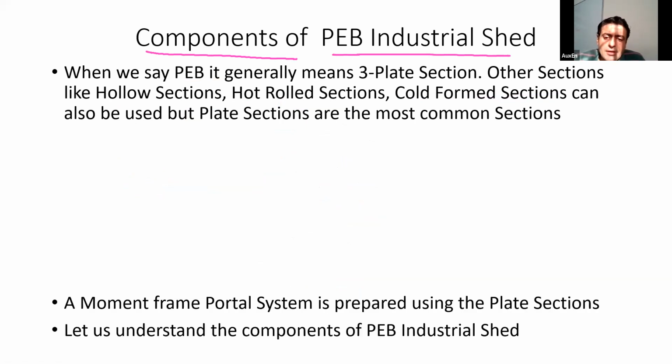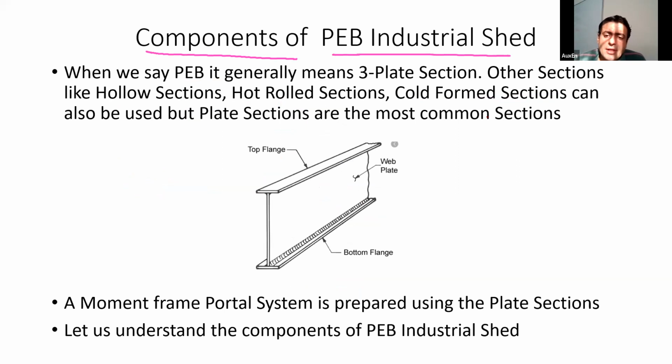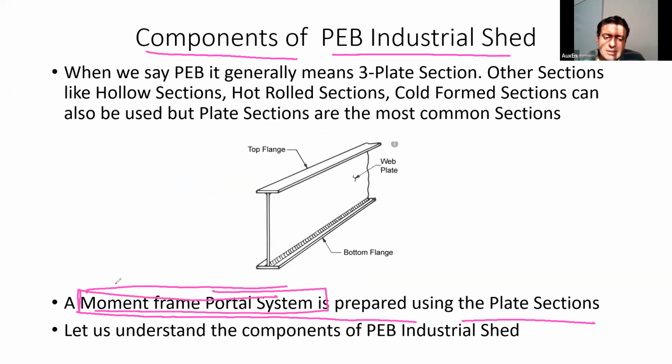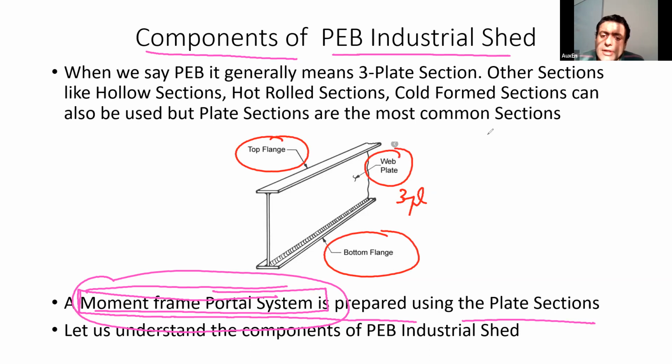And mainly a moment frame portal system is prepared using these plate sections. Okay, so the general assembly consists of this moment frame portal system, and the most common section that you use for creating this would be the three-plate section that I just mentioned. So the three-plate section will have a flange and a web plate.